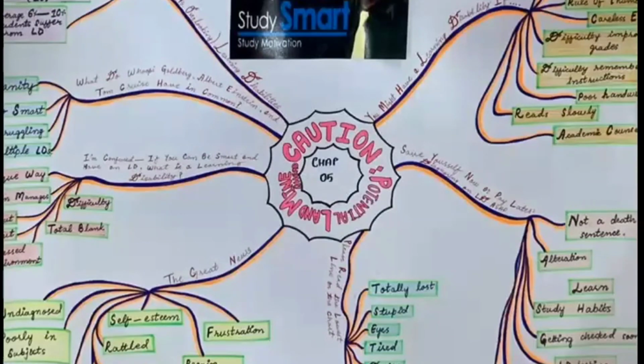The last topic of this chapter is The Great News. The topic illustrates that if a person having a learning disability gets diagnosed as fast as possible, then he may see his grades improve and school won't be as stressful for him.